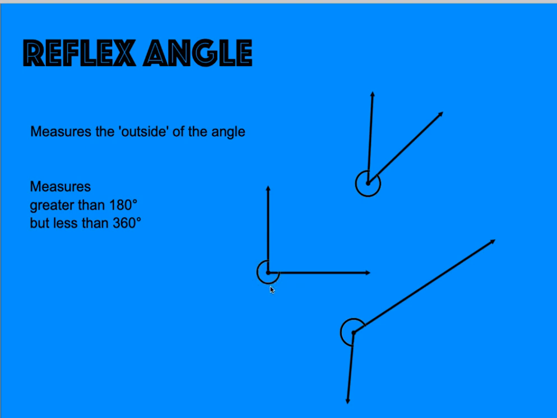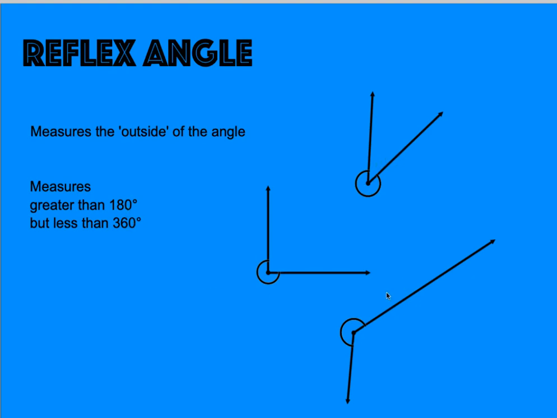Sometimes people think this looks like a Pac-Man. The measure of a reflex angle must be greater than 180 degrees, but it must be less than 360. This is a very large range. So if I said something like 190, it would be reflex. If I said something like 200, it's reflex. Anything between these two numbers, 325, reflex. 359.9, reflex. All of those numbers that fall between these two are going to be reflex angles.